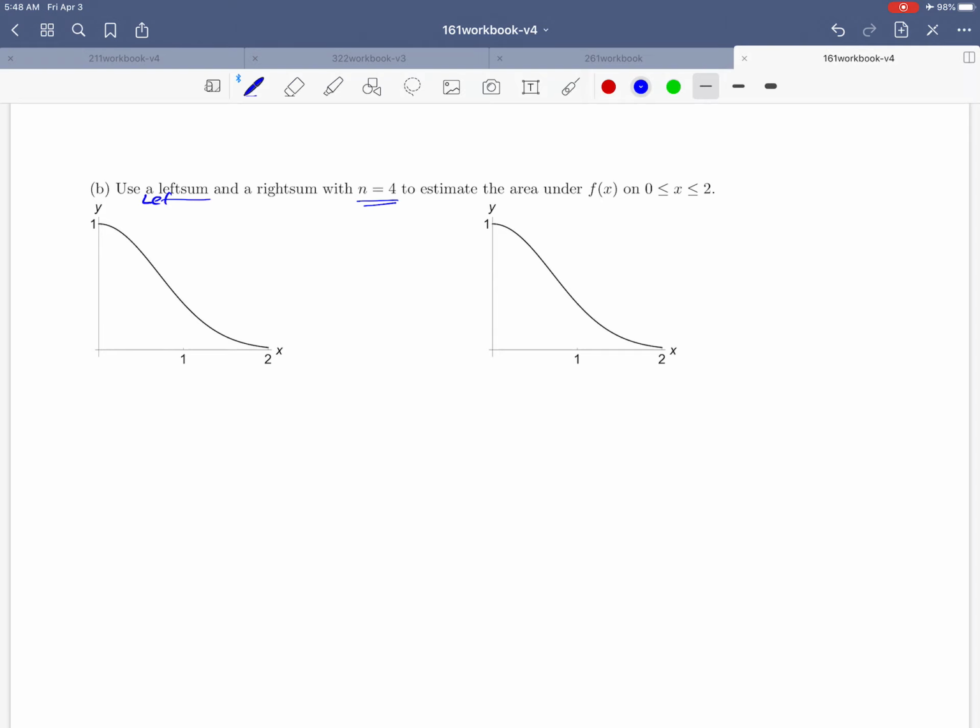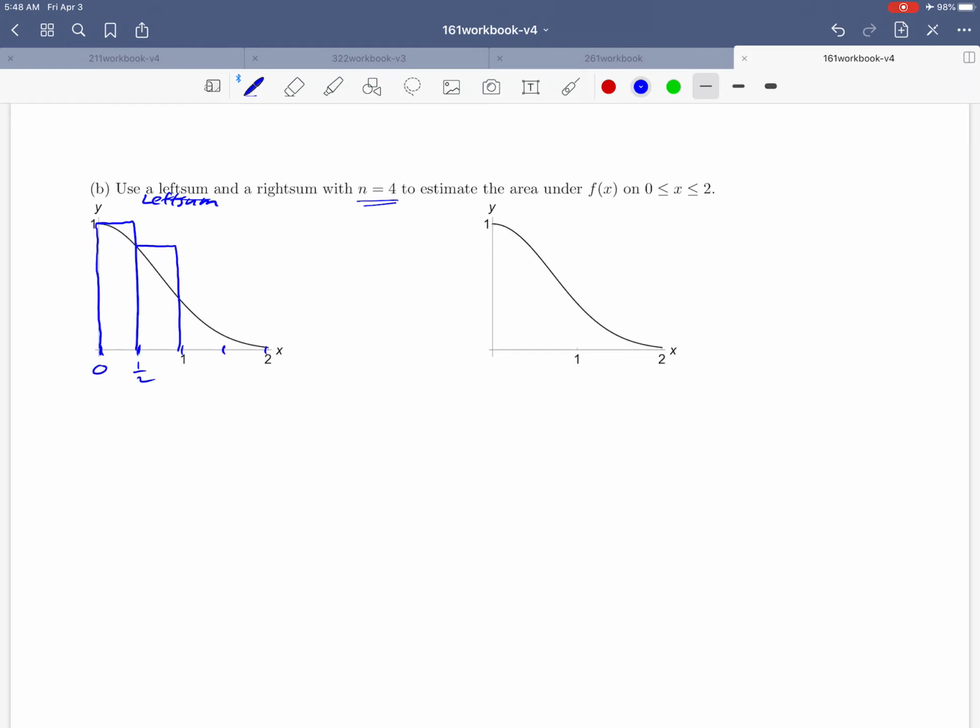So if we look at the left sum, we're going to chop our interval into 4 equal pieces in this case. So we're going to be drawing 4 rectangles, and because it's a left sum, we're interested in the left-hand endpoints. If we start with our first interval, the left-hand endpoint would be 0, so we'll go up until we hit the curve. Then we come to 1/2. That's the left-hand endpoint of the next interval, so that's going to be the height of our second rectangle.